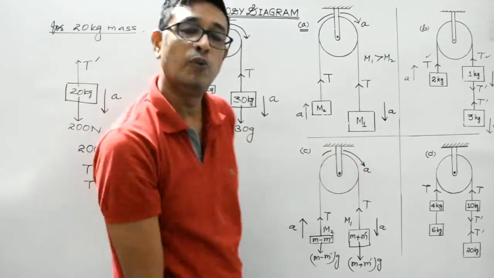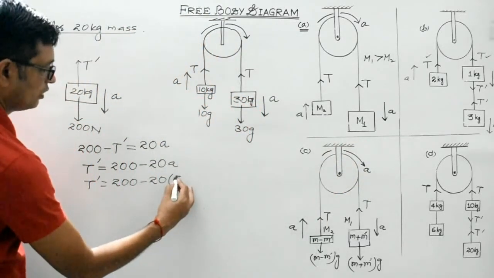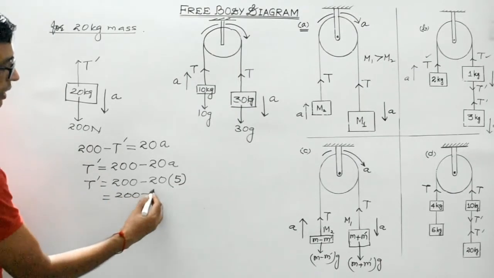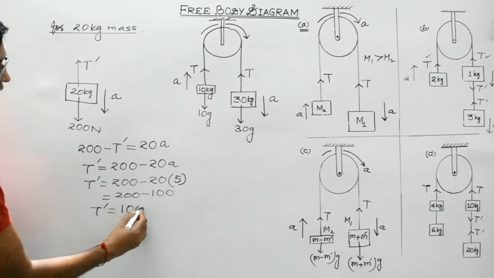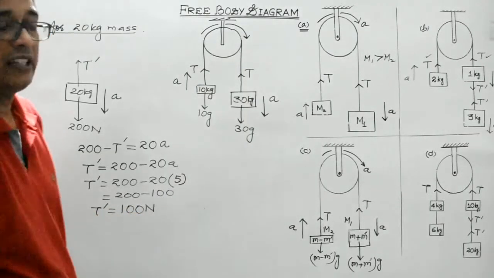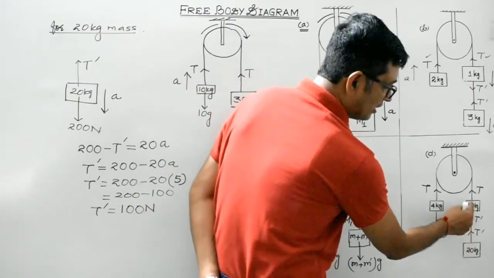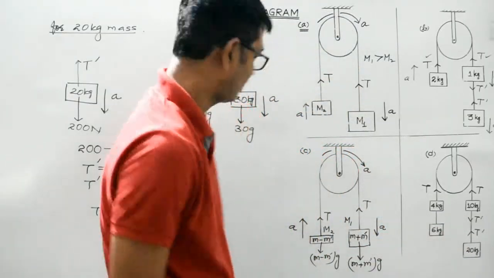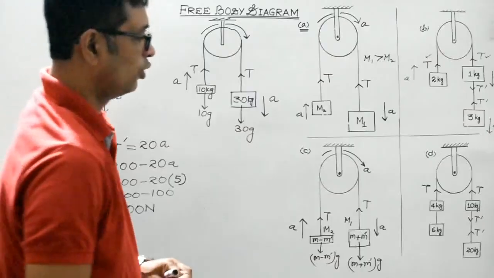Acceleration of each of the four bodies is determined to be 5 meter per second square. So substitute the value of A as 5. That will give us 200 minus 100. So T dash will be equal to 100 Newton. Right? So the tension acting on this string, which is between the bodies of mass 10 kg and 20 kg, is 100 Newton.